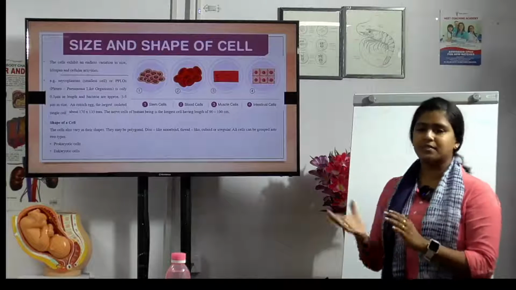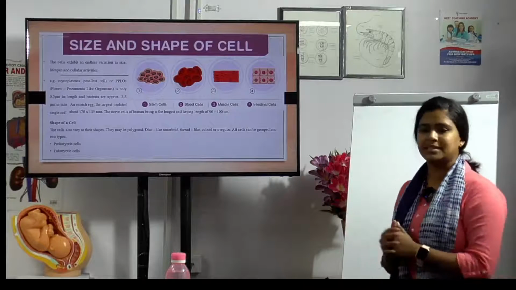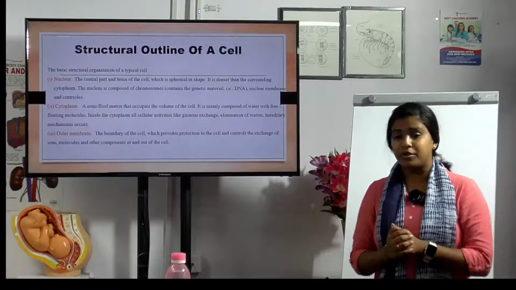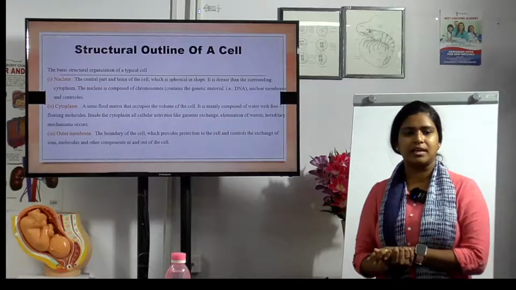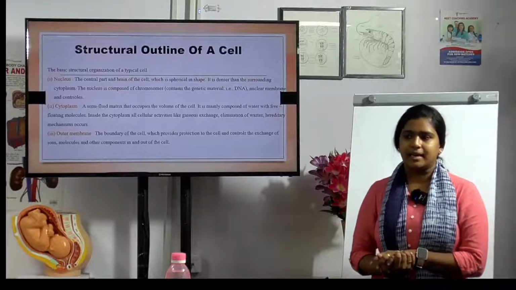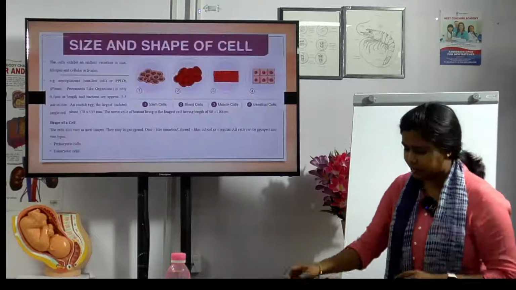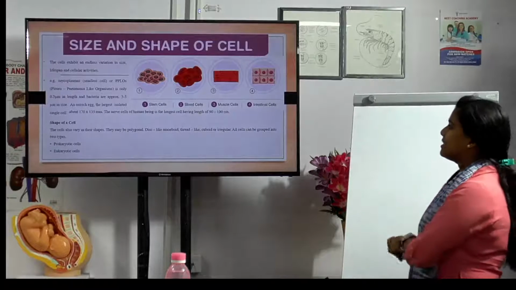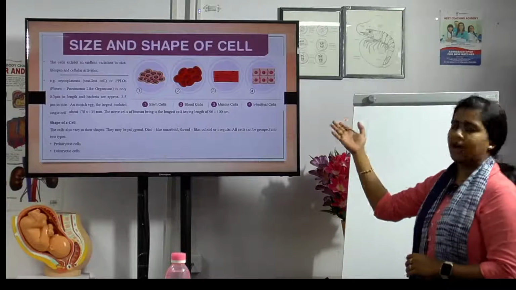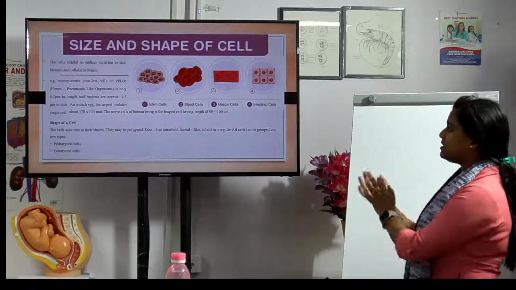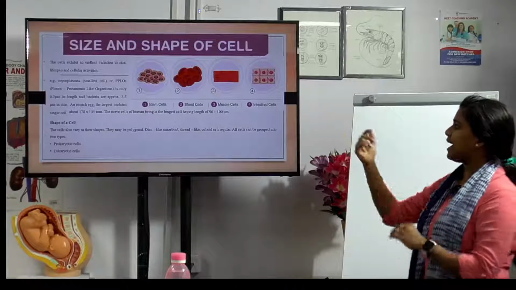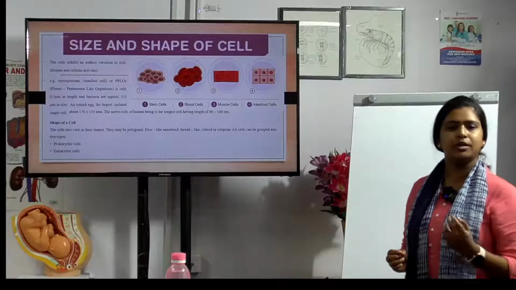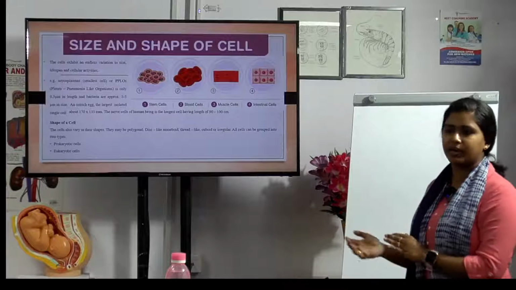Each cell has its own size, and the shapes are also different. Give some examples of cells. How many cells are there in the body? Everything. RBCs, WBCs, stem cells, blood cells, muscle cells, and also intestinal cells. As I said, cells show endless variation in size, lifespan and cellular activities. Each cell has a lifespan, and it is not the same for all.